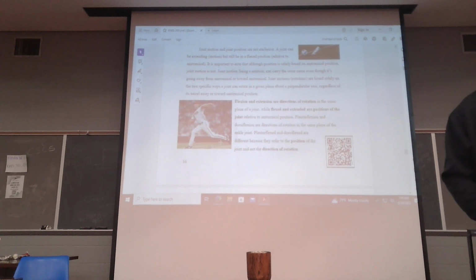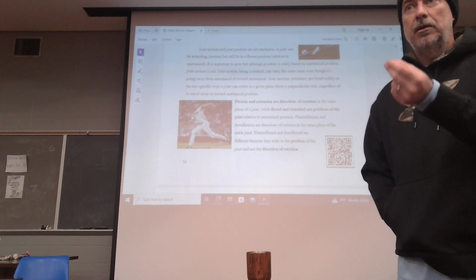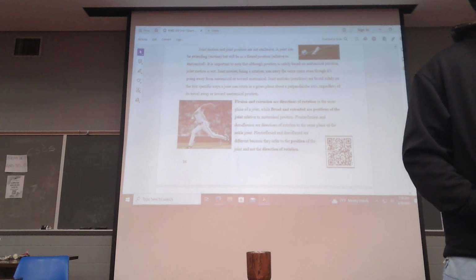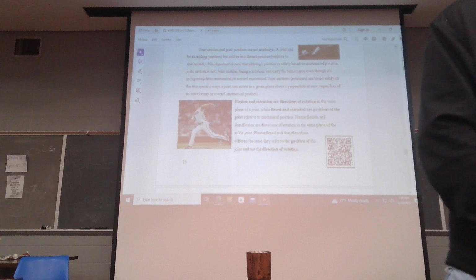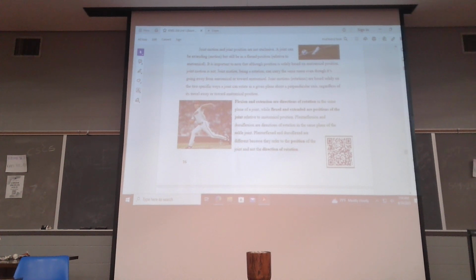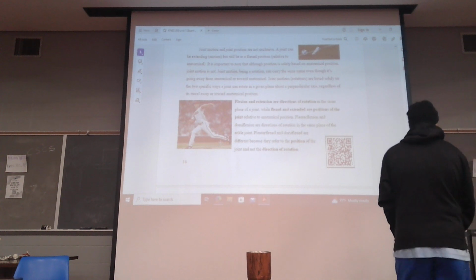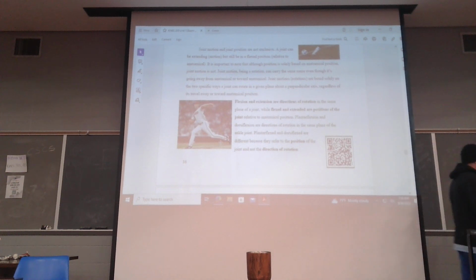Position is where are you at. Motion is where are you going. How are you moving? Yes, ma'am. So would it be correct to say the soccer player's right knee is flexed, but it's going into extension, like the motion of extension is kicking?